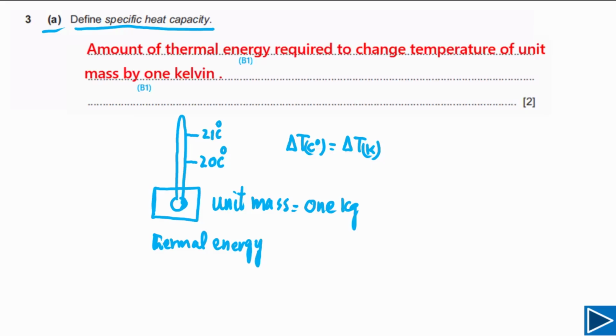So this is how you can write down a proper answer. This question has 2 marks. If you have mentioned the amount of thermal energy required, you will get 1 mark, and this is a B mark. The second mark you will get if you have mentioned the change of temperature of unit mass by 1 Kelvin or by 1 degree Celsius. And this question has 2 marks.